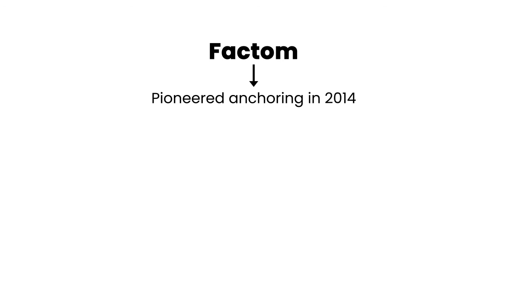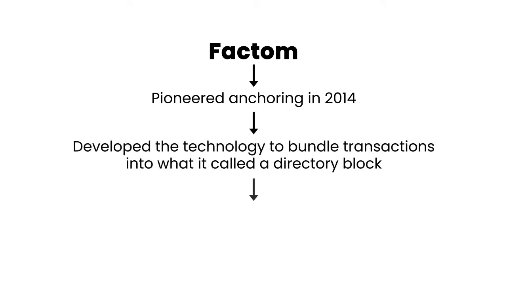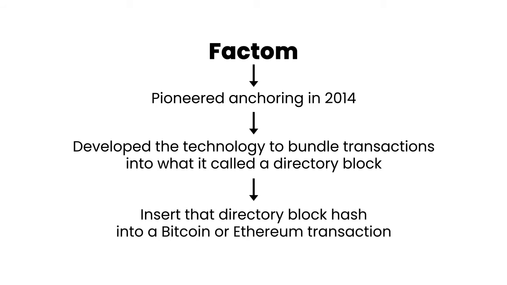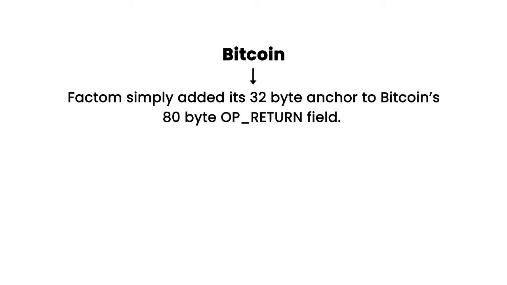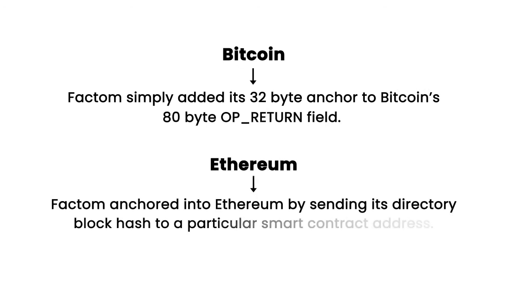Factom pioneered anchoring in 2014 when it developed the technology to bundle transactions into what are called a directory block, then insert that directory block hash into a Bitcoin or Ethereum transaction. To anchor into Bitcoin, for example, Factom simply added its 32-byte anchor to Bitcoin's 80-byte OP return field. Factom anchored into Ethereum by sending its directory block hash to a particular smart contract address.